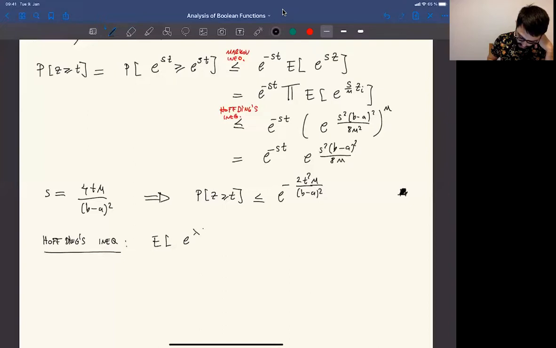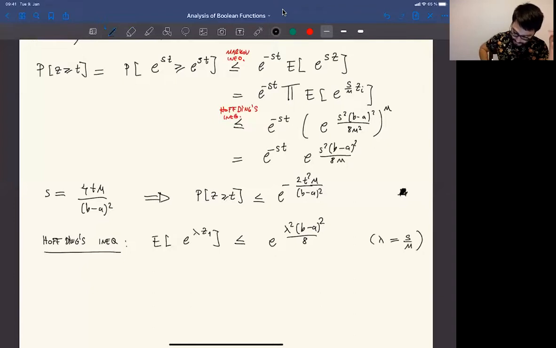Say this was a lambda, this was some zi, say a fixed z1 because it will be the same for every i. And then we use that this thing is less or equal than e to lambda squared (b minus a) squared divided by 8. And we use here lambda equals s over m. And we're assuming here that the expectation of z1 is 0.